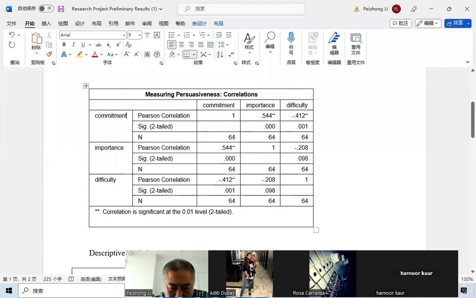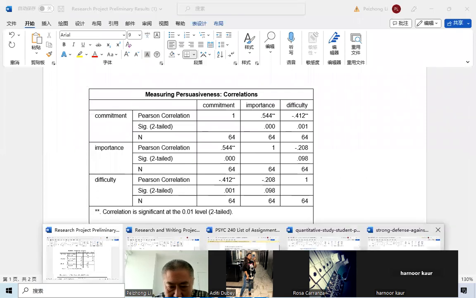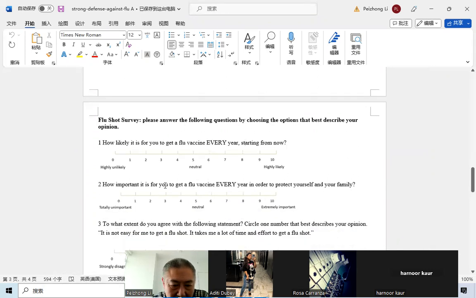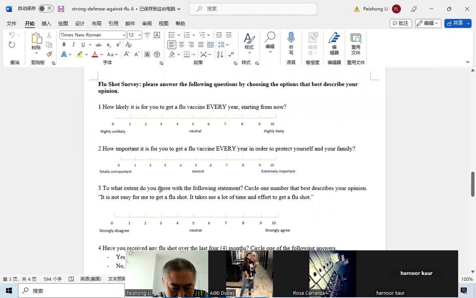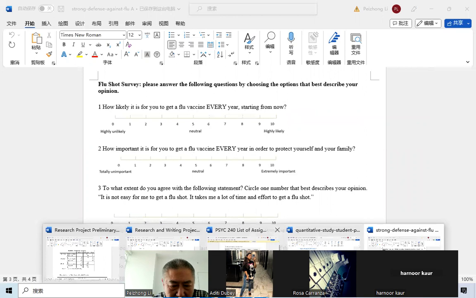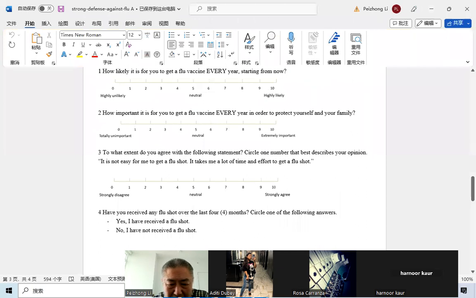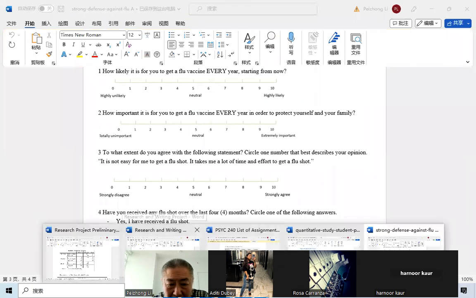The first question, so if we go back to the question briefly, how likely it is for you to get a flu vaccination every year starting from now? And this is commitment. The second question, how important it is? Importance. The third question is difficulty. So we want to take a look at the correlations among these 3 questions here.